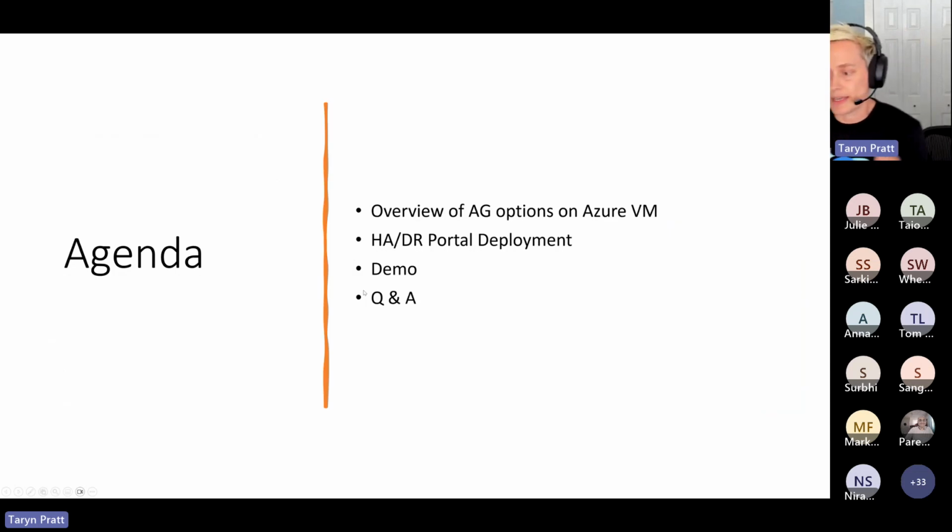Okay, so our agenda today is pretty short. I'm going to give a brief overview of some of the different availability group options on Azure VM because we have a lot of them. Then I'll cover the deployment option that we have from inside of the Azure portal. I'm going to have a little demo, and then we should have plenty of time for Q&A to hopefully answer any of the questions that you may have about this.